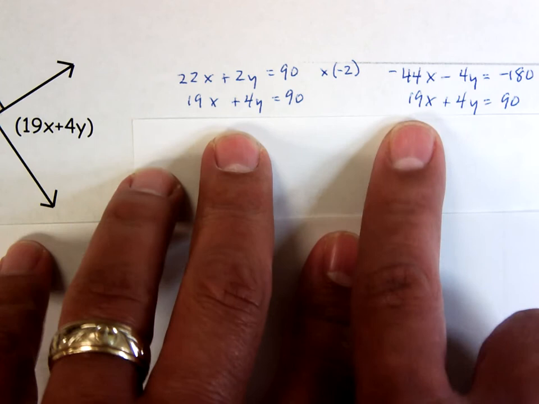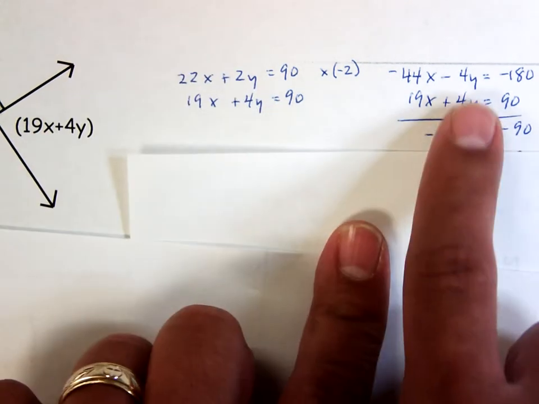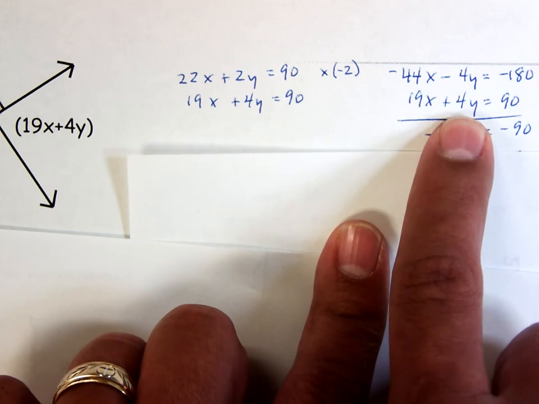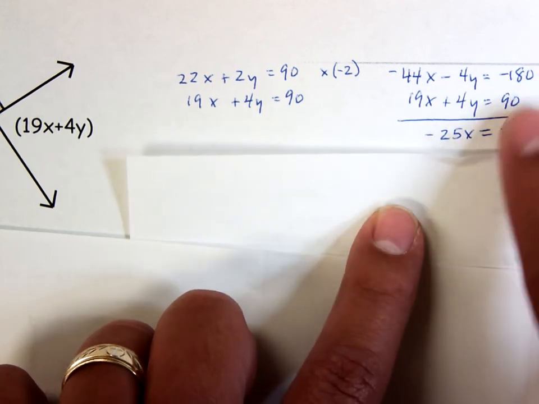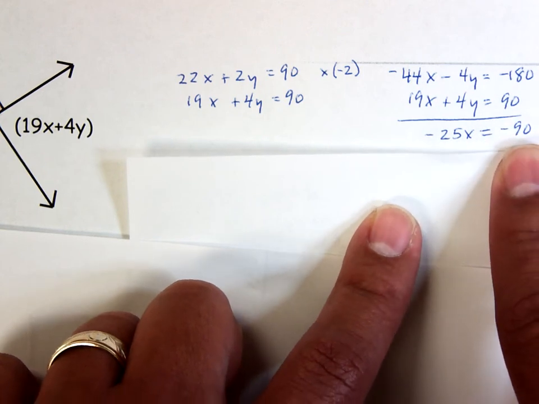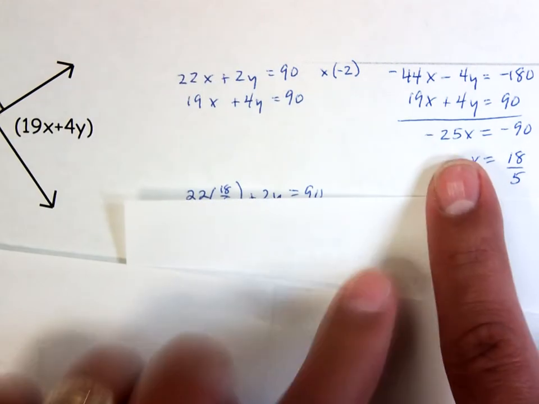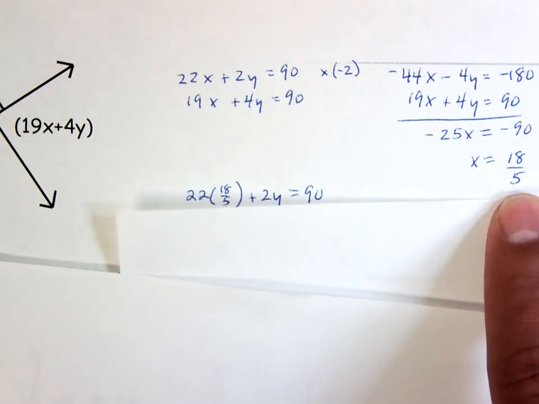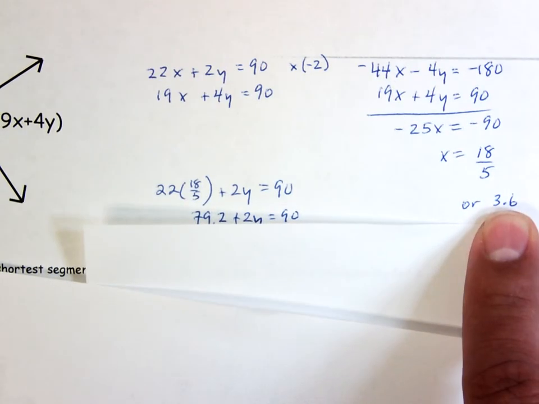-44x plus 19x is -25x. -4y plus 4y, those go away. They cancel each other out. And -180 plus 90 gives me a -90. So my y's just went away. Divide both sides by -25, and I get x is equal to 18/5 or 3.6. It actually works out to a nice decimal.